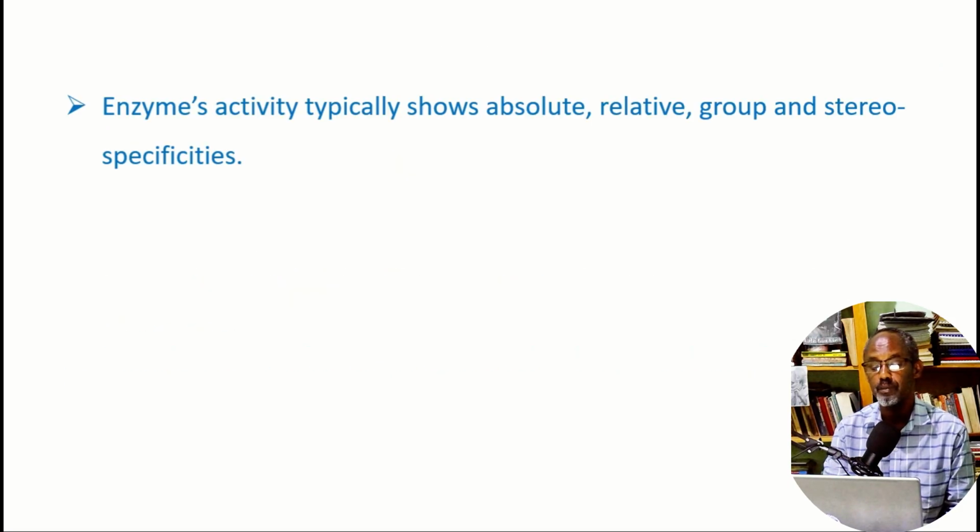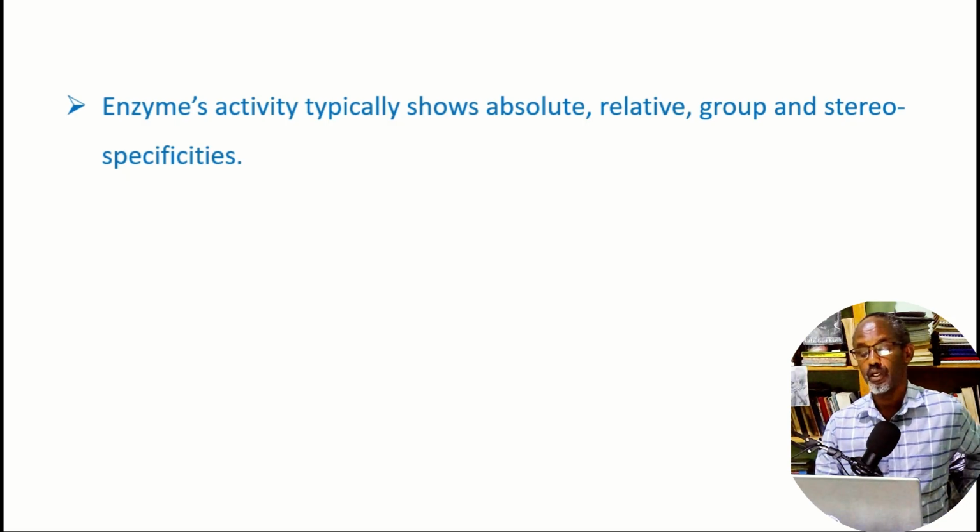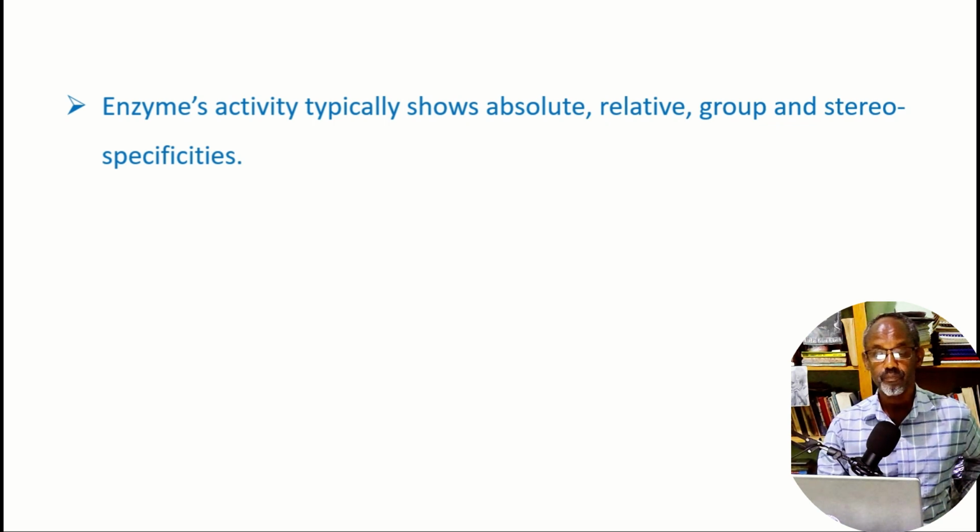And let's keep on mentioning the properties. Enzyme activity typically shows absolute, relative, group, or stereo specificity. Generally speaking, we can say enzymes are highly specific, and this specificity can be divided into absolute specificity, relative specificity, group specificity, and stereo specificity. Later on, when I come to discussing specificity, I will discuss the different types of specificities of enzymes.